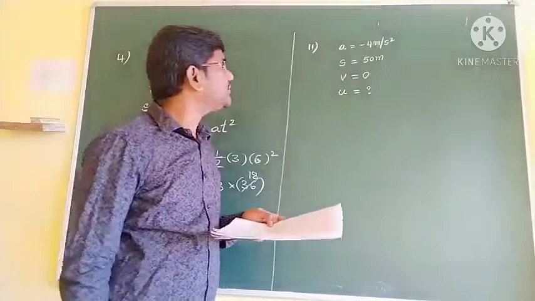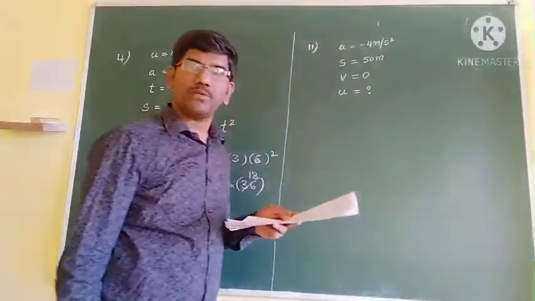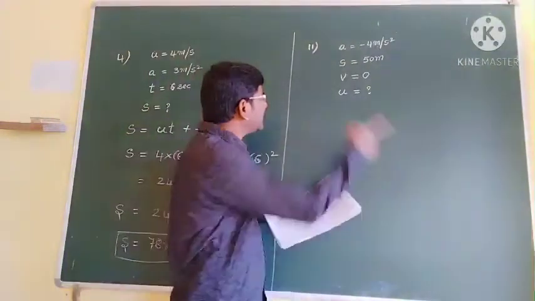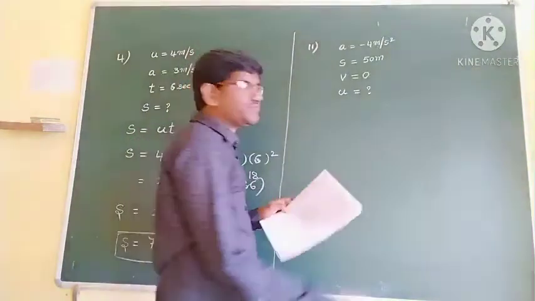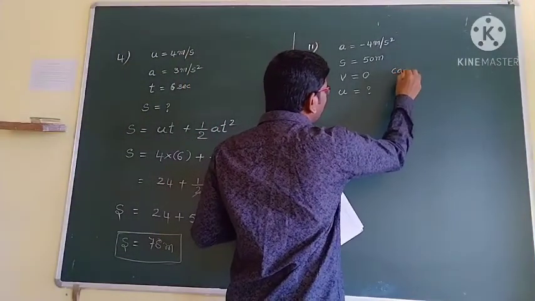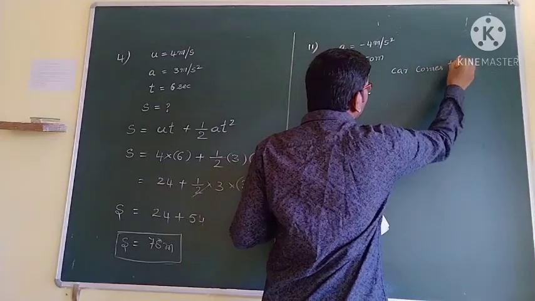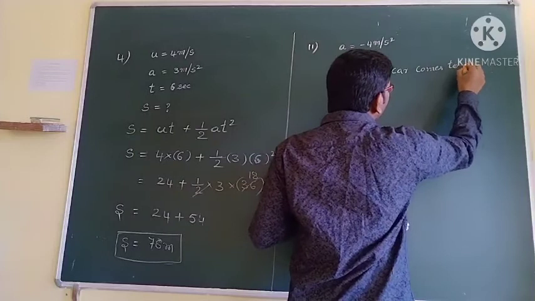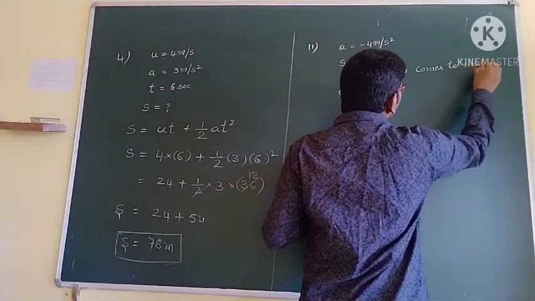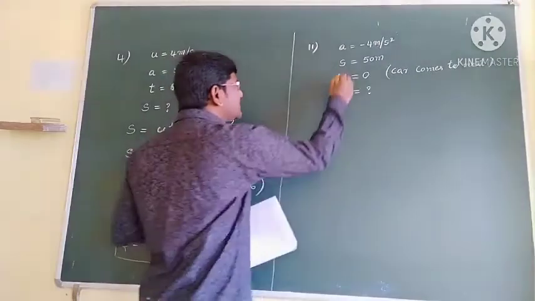Okay students, acceleration is given, displacement is given, and also final velocity, it finally comes to rest. Car comes to rest, they have given. So car comes to rest, so final velocity is 0.